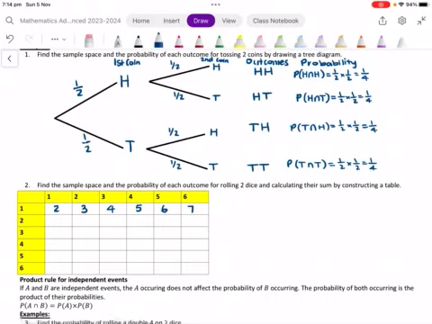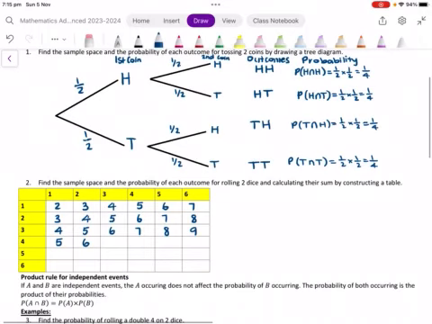Next row, 1 + 2 is 3, 2 + 2 is 4, 3 + 2 is 5, 4 + 2 is 6, 5 + 2 is 7, 6 + 2 is 8, 1 + 3 is 4, 2 + 3 is 5, 3 + 3 is 6, 4 + 3 is 7, 5 + 3 is 8, and 6 + 3 is 9. Next row, 1 + 4 is 5, 2 + 4 is 6, 3 + 4 is 7, 4 + 4 is 8, 5 + 4 is 9, and 6 + 4 is 10.